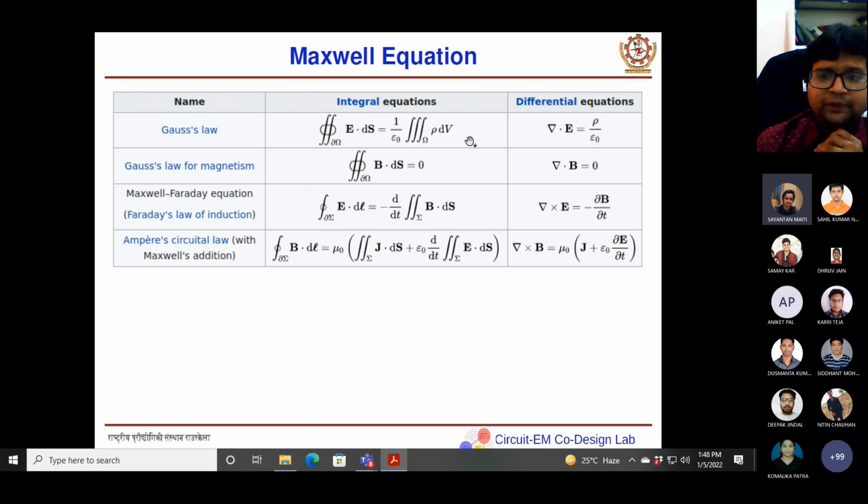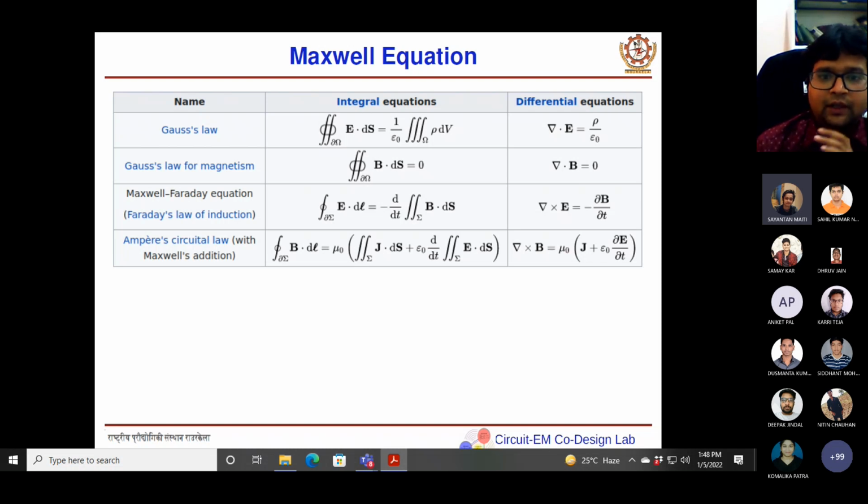It states that if you have a charged particle in a closed surface, then the total flux going out of or into that closed surface equals the charge stored inside that closed surface. That closed surface is sometimes called the Gaussian surface.